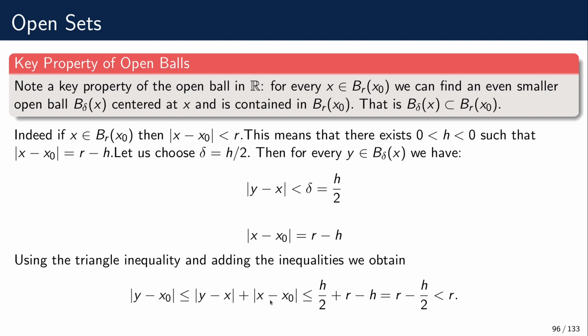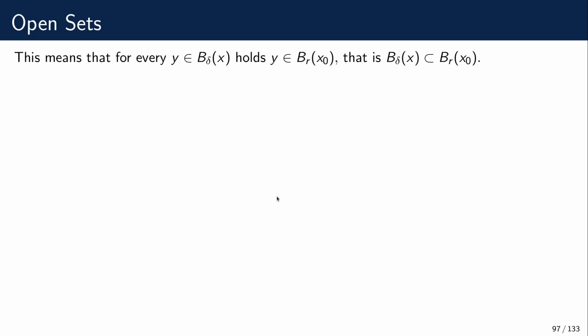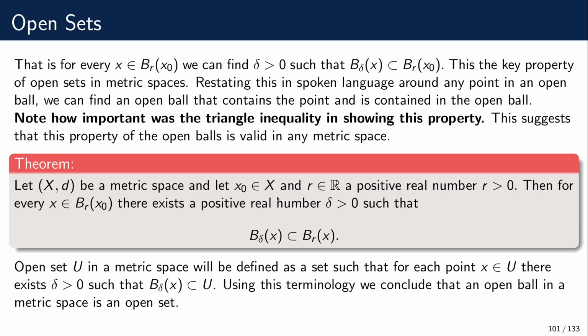So we can now take this property and show that it is valid in any metric space, and this proof goes unchanged except for replacing the absolute value of the difference by a distance function. Okay, so let's see how it works. The theorem goes as follows. For any metric space, any point x0, and r a positive real number, then for every x in this open ball, there exists a positive number delta greater than 0, such that the open ball with radius delta around x is contained in the open ball with radius r around x0.